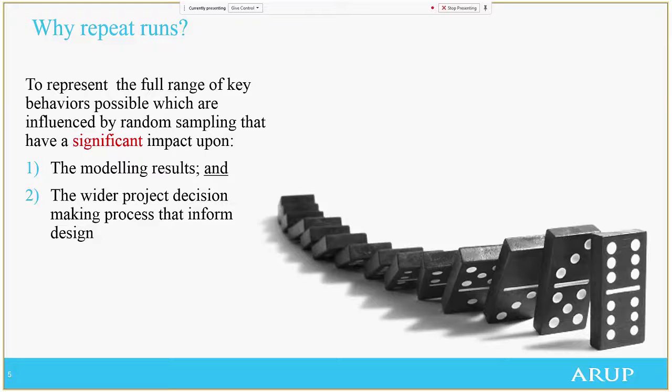Now, it's important that you consider both of these in the decision about how many repeat runs you need to do, because quite often people only look at number one here. They'll only say, oh, look at how much of an impact it has on the results. But actually, certain types of behaviour, even if they have a big impact on the results, may actually have very little impact upon what decision you're going to make based on the overall analysis. So it's important to think about different levels of consequence within the process.